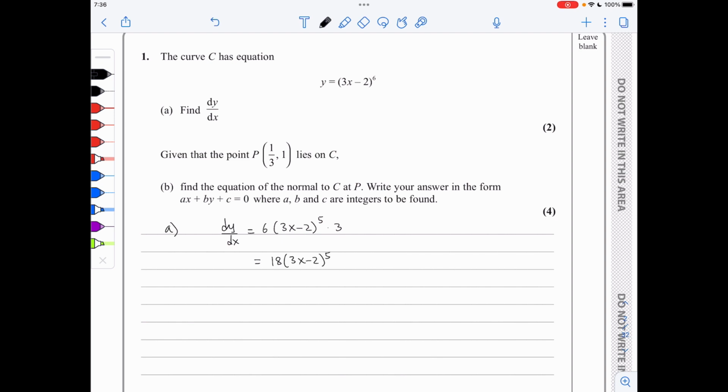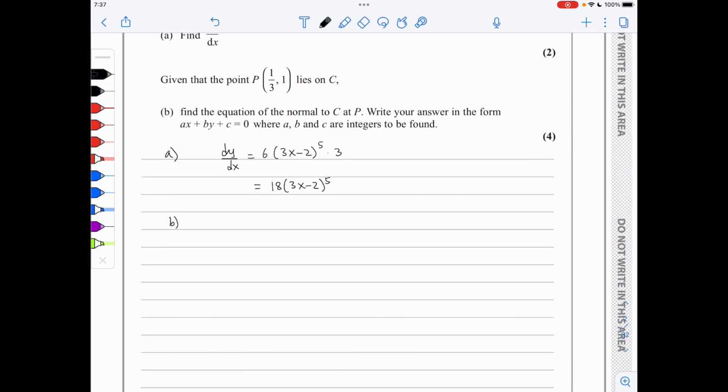Now in part B, we need to find the equation of the normal to C at the point P with coordinates (1/3, 1). So we will start by evaluating dy/dx at x = 1/3. So this means that we have 18 times (3 times 1/3 minus 2) raised to the power of 5. And this gives an answer of -18.